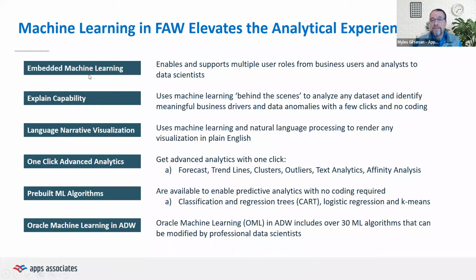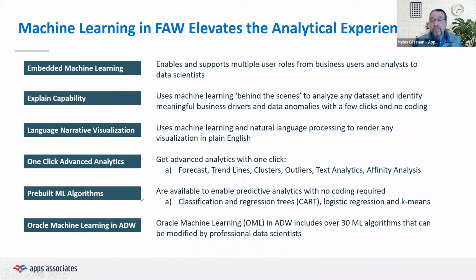So first, as I mentioned, it's embedded, behind the scenes doing things. One of the ways that comes across is a capability called Explain, where you can click on any data set and it will analyze that data set using machine learning algorithms and talk to you about business drivers and data anomalies. Any visualization can be rendered in English. You're going to see that in the demo. You can do one-click advanced analytics behind the scenes. It's leveraging machine learning algorithms to identify outliers, to build clusters, like if you want to do clusters of customers.